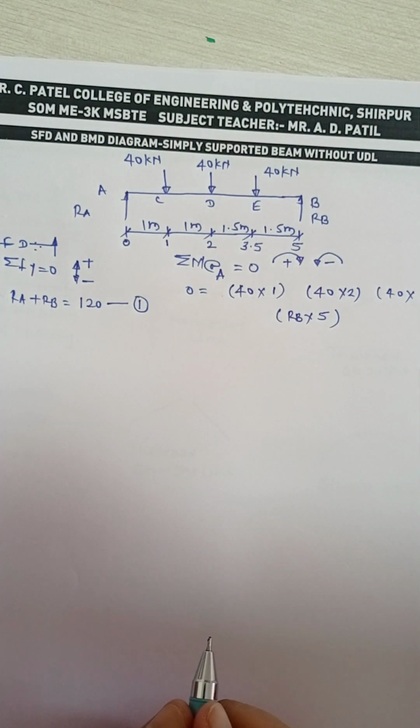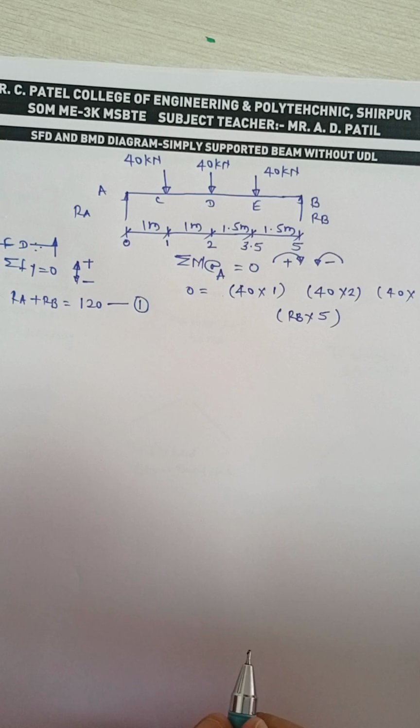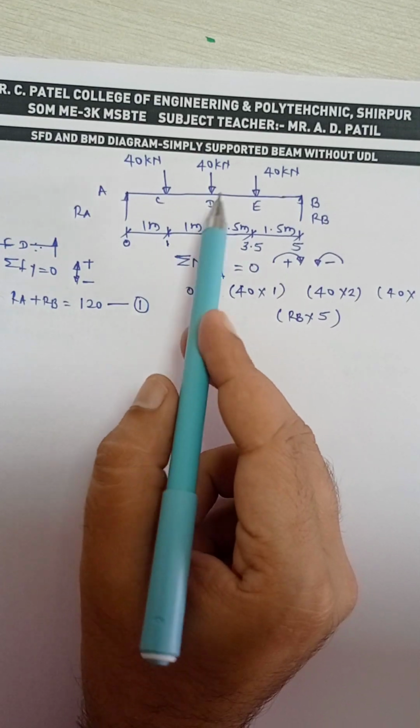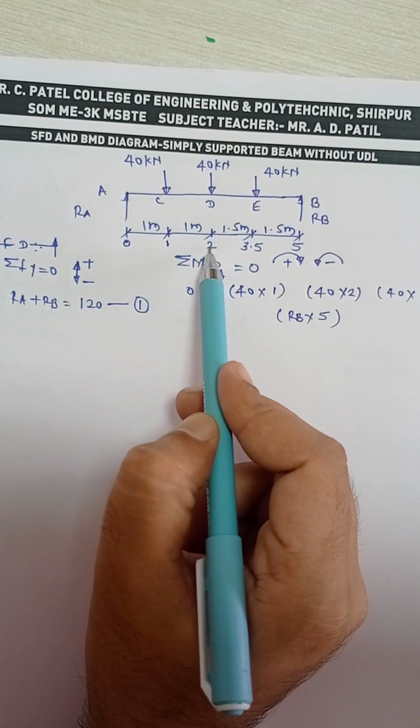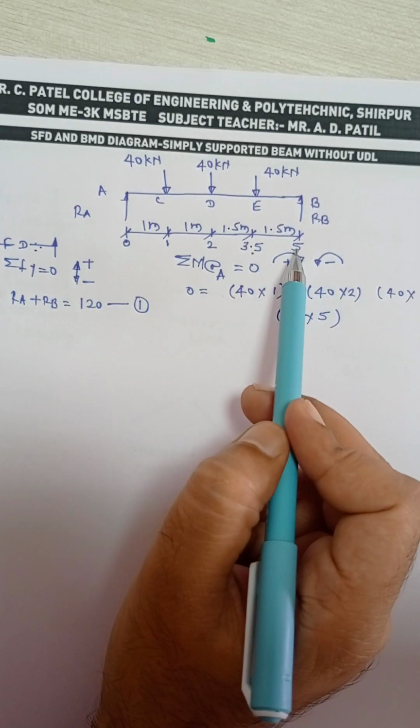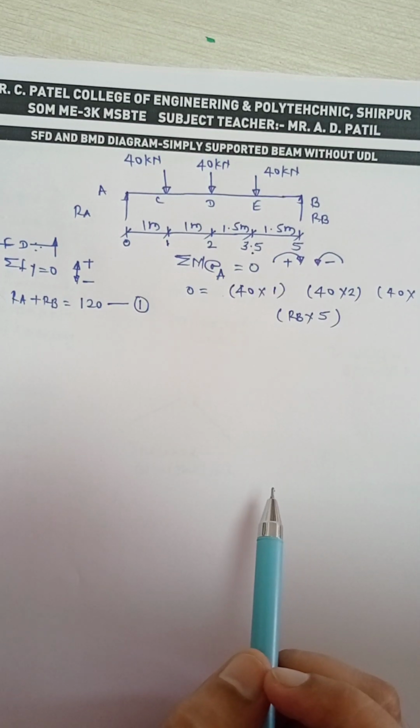Okay, so we applied the definition of moment, means force. It is a product of force and perpendicular distance. Force multiplied by perpendicular distance.